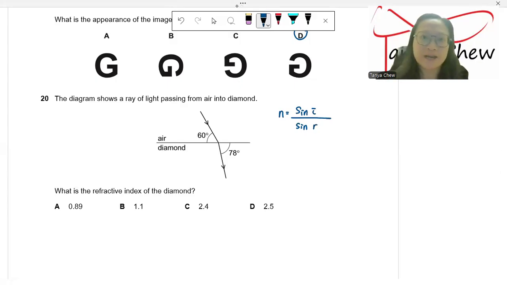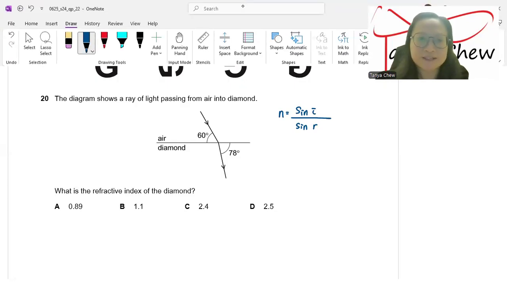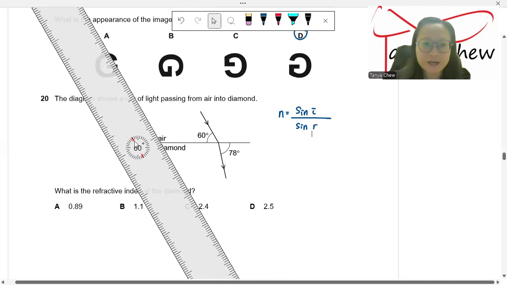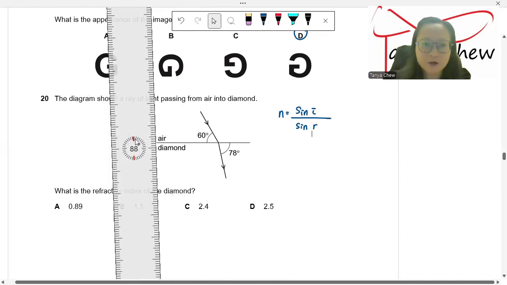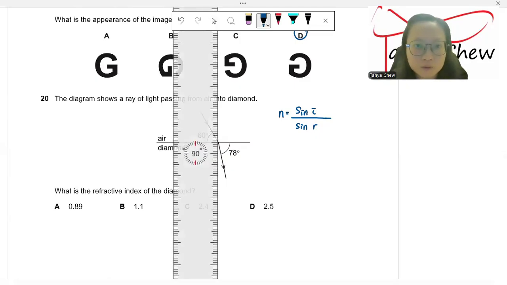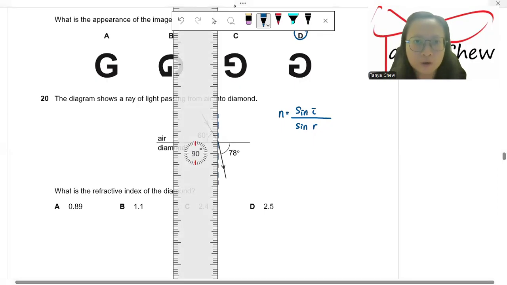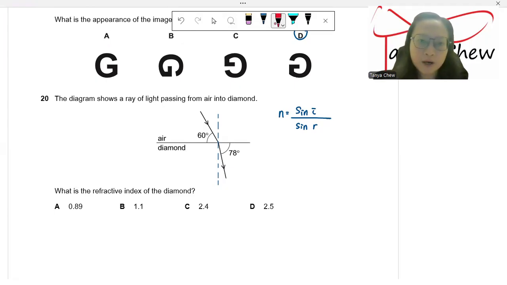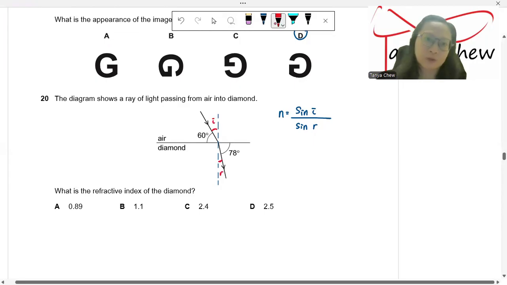Now I want you to see this. Incident angle is not given. This is a tricky question. So how do we find the incident angle? Incident angle is the angle between the incident ray and the normal. The normal is not drawn, so you have to draw your own normal line here. Normal is an imaginary line which is perpendicular to the diamond surface, right? So the incident angle is this one. The refracted angle is this one.